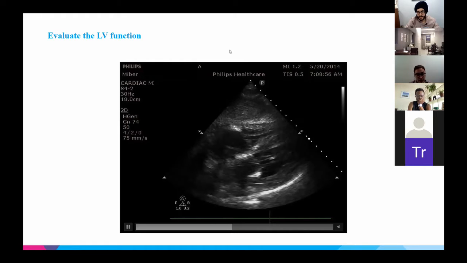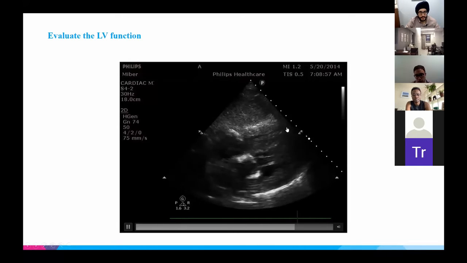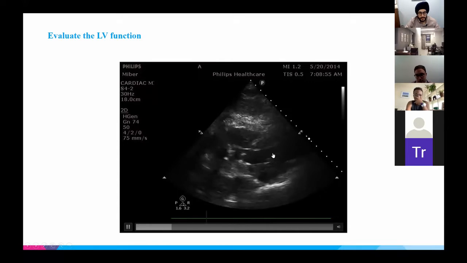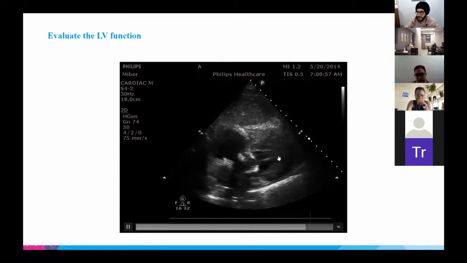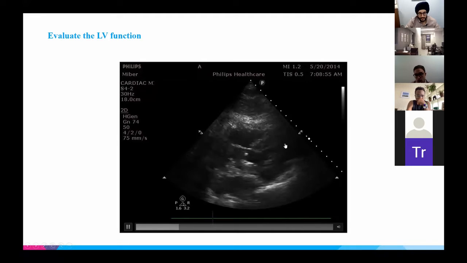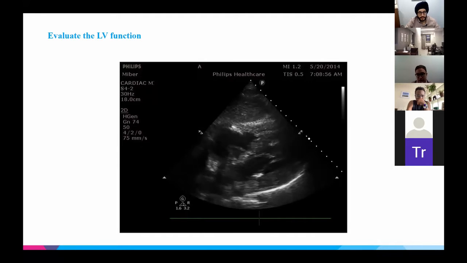Okay, so you were deciding between normal and hyperdynamic. Part of the challenge is the view. In something like this subcostal four-chamber view, you really want to pay attention to the cavity size with contraction. It's hard to say because it's a little bit off axis, but the cavity is almost completely obliterating. So this is a patient I would probably classify as hyperdynamic.